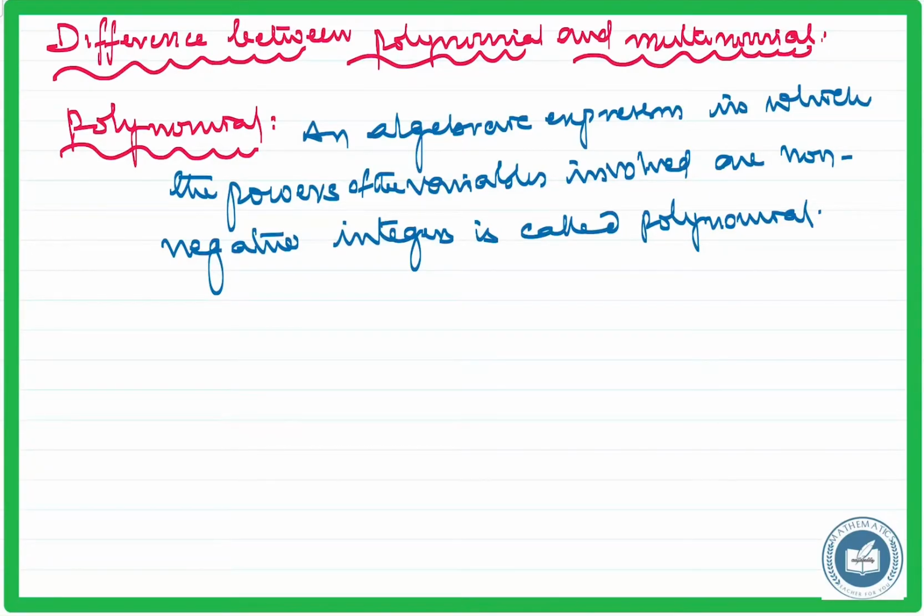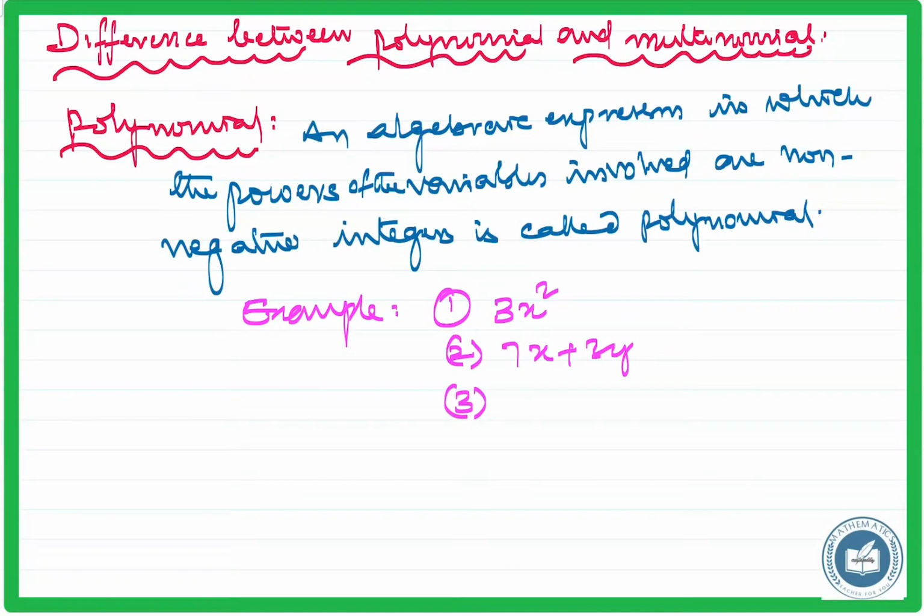Okay, now to support this, I am going to give you some examples here. First, just one term also we can say is a polynomial. 3x square is a polynomial, in one variable only. You can also take two variables. Suppose 7x plus 3y. This is also a polynomial in two variables. Another I can write: 8x square y minus 3xy square plus 2xy. This is also a polynomial in two variables.